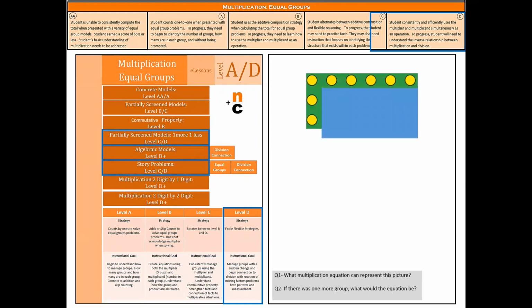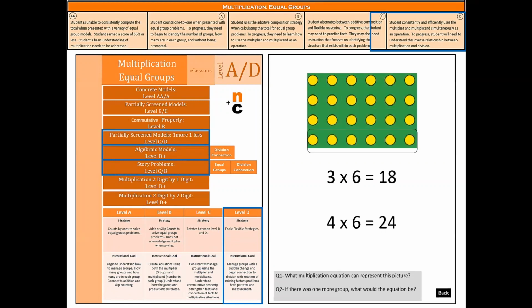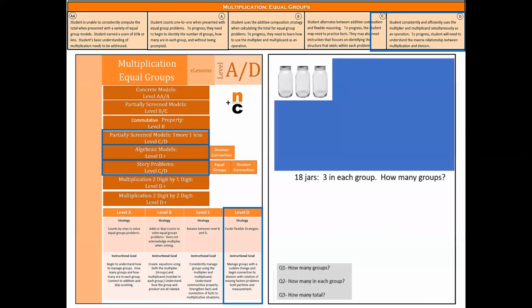So if you take a look here again, this would be in the E lesson, right? And it says, write a multiplication, what multiplication equation can represent this picture? And they're going to go ahead and say, oh, 3 times 6. If there was one more group, what would the equation be? Okay, and again, one more group's put in there. Then they have to go ahead and do 4 times 6 is 24. Again, this is not very difficult for them, but it's something you need to make sure is in place. Once they can add one more group or one less group, then you can go ahead and go to the algebraic models, the division connection.